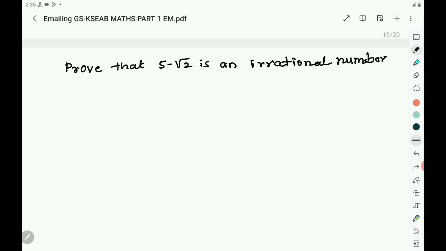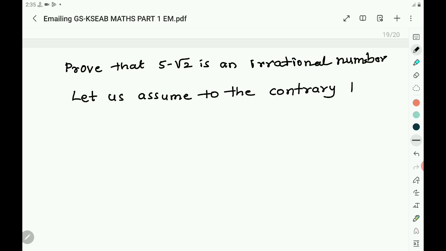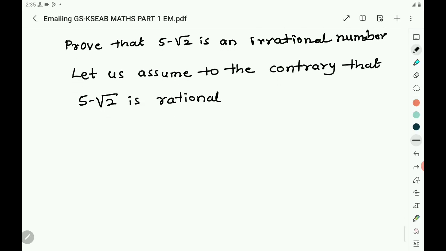So we take, let us assume to the contrary that 5 minus root 2 is rational. If 5 minus root 2 is rational, you can express this in the form A by B, where A and B are positive integers and co-primes.